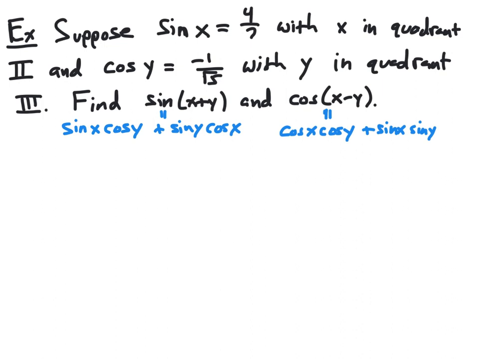And so the first step in order to apply these formulas is to find the exact values of the cosine of x and the sine of y. And each of these can be done using right triangles.